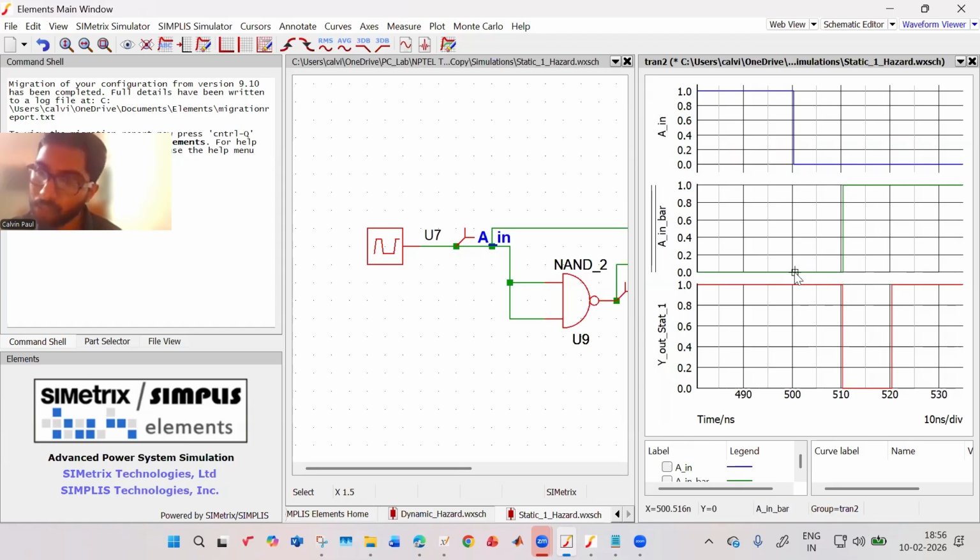When 0 and 0 is connected to the OR gate, what value should it show? It should show 0. But it doesn't show immediately because it has a delay. So after that delay period, it goes low, 0. And then in this case, between 510 to 520, the output ideally should be 1 because one input is 1 and another input is 0. So 1 or 0 is 1, but because of the delay, it takes time to respond, and after the delay, it becomes 1.